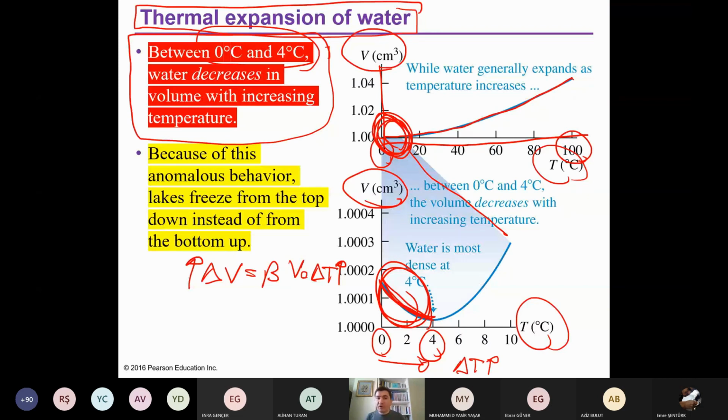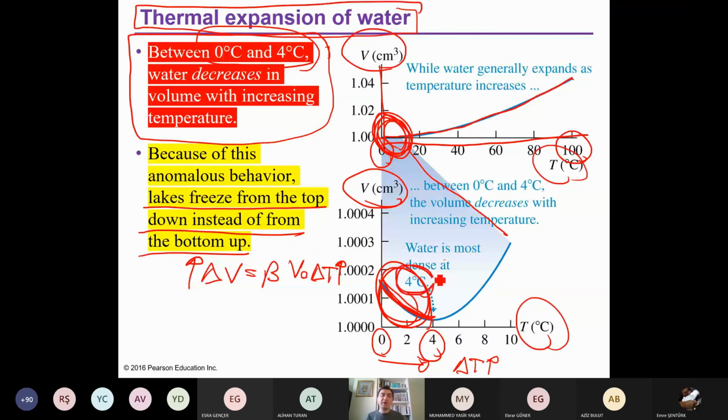And this property of the water is very important for the life in lakes, okay? Because of this anomalous behavior, lakes freeze from the top down instead of from the bottom up. So this is the exceptional case in thermal expansion.